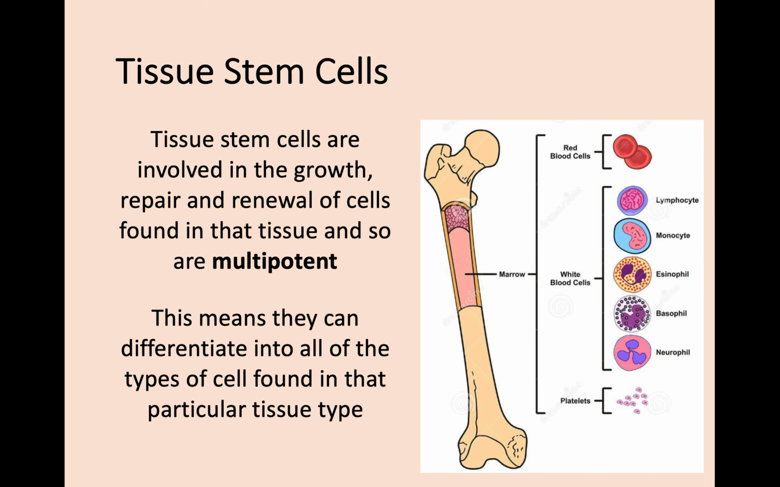However, tissue stem cells are found in tissues in the body and they're involved in the growth, repair and renewal of cells found in that tissue. And we term these multipotent. They're multipotent because they can differentiate but only into the types of cell that are found in that particular tissue. So for example, if you look at bone marrow in this diagram here, the unspecialised stem cells in that bone marrow can differentiate into red blood cells, white blood cells, platelets, etc. that are found within that tissue, but they can't become an epithelial cell or a nerve cell because they're only multipotent. So they can become what's found within that tissue type.